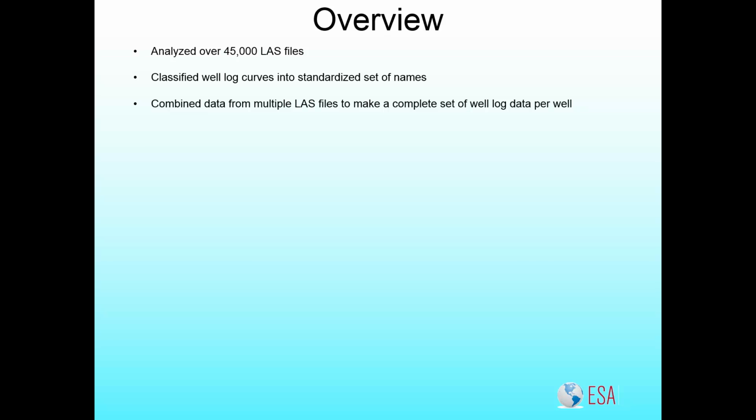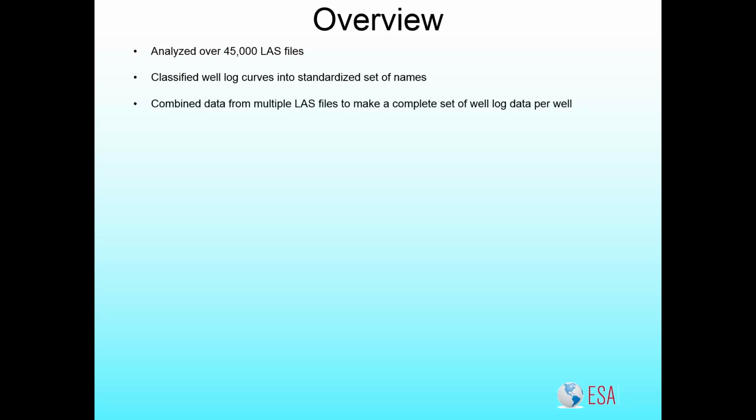Frequently what would happen would be we would have multiple LAS files for a single well, so we had to combine the data from these multiple LAS files. So for the most part, you would have one LAS file that had mostly G&G data like gamma ray, resistivity, sonic, and you'd have another LAS file with maybe mechanical data, so rate of penetration, RPM. And then we could just combine that very easily.